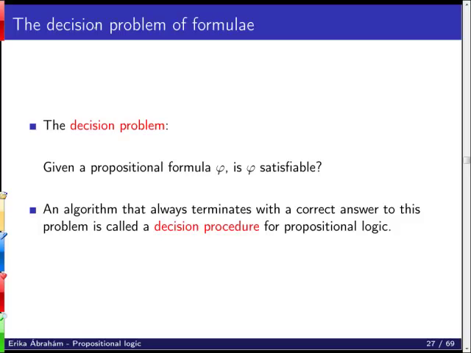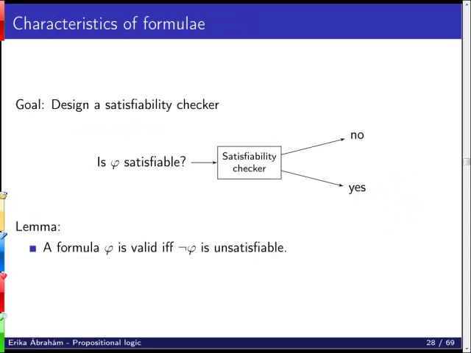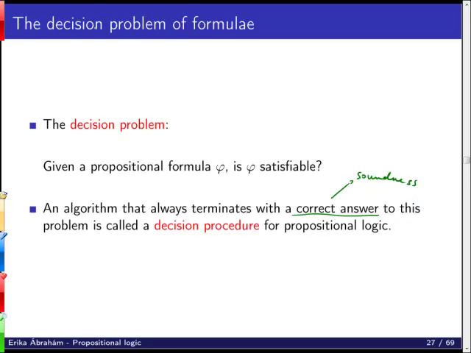So we need algorithms that firstly are decision procedures for propositional logic. That means that they give a correct answer to the satisfiability problem. This correct answer is correctness, or soundness. This is called soundness. And it should always terminate.